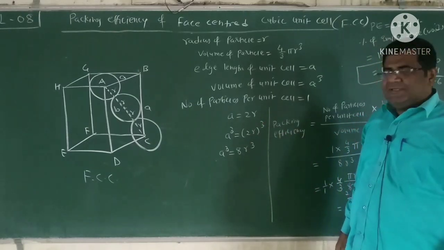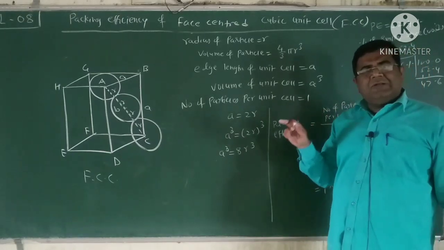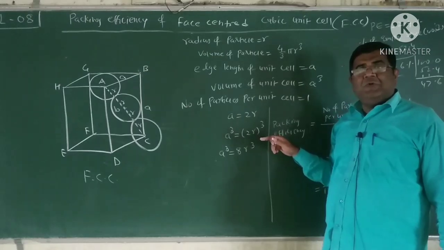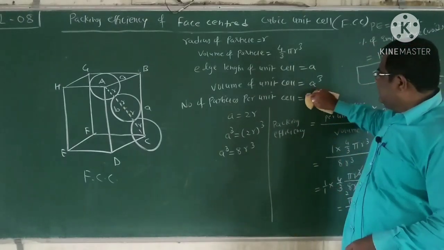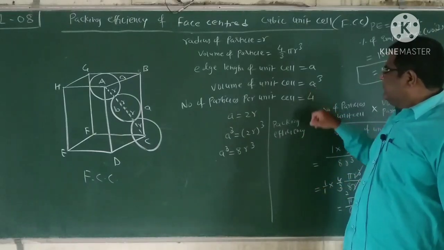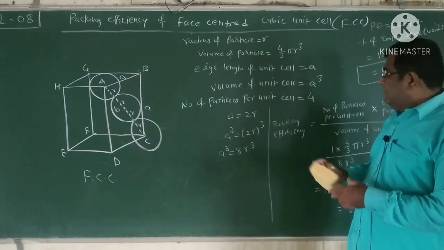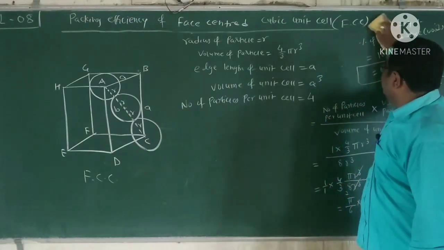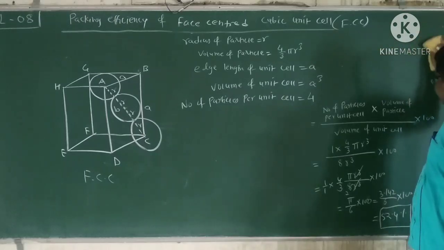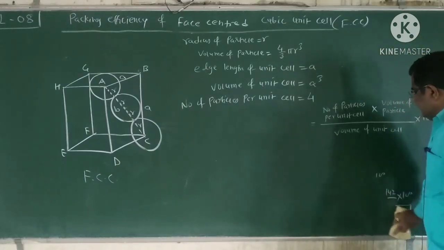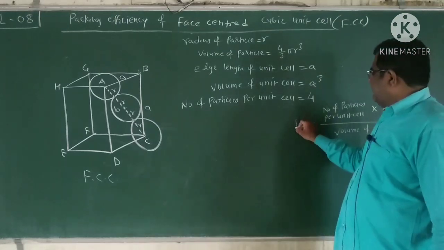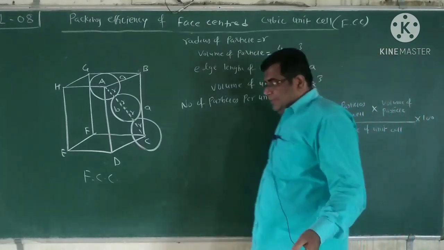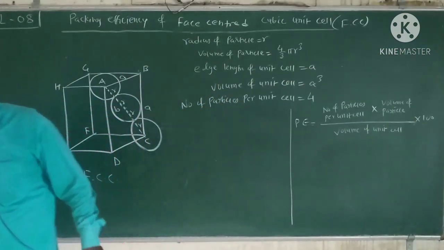Number of particles per unit cell in FCC: 8 corners into 1 by 8 contribution plus 6 face centers multiplied by 1 by 2 contribution, and that happens to be 4. This we already know. Now our derivation will be of a different type. Packing efficiency formula is also the same, so I will not drop that. I will use that at some point of this derivation.